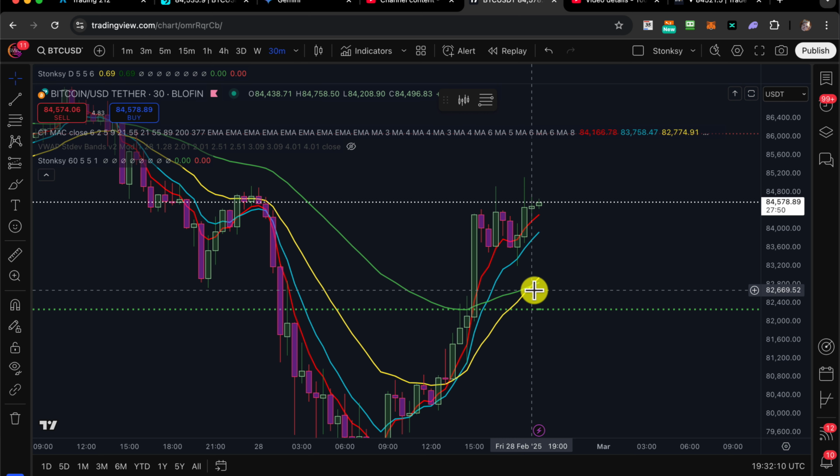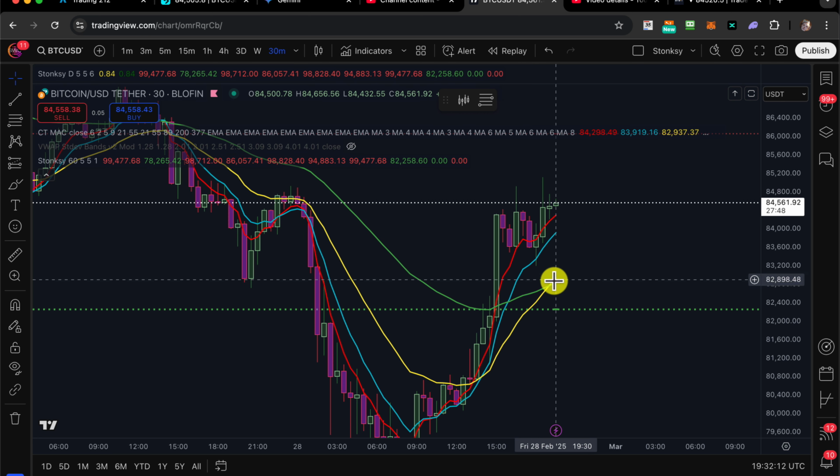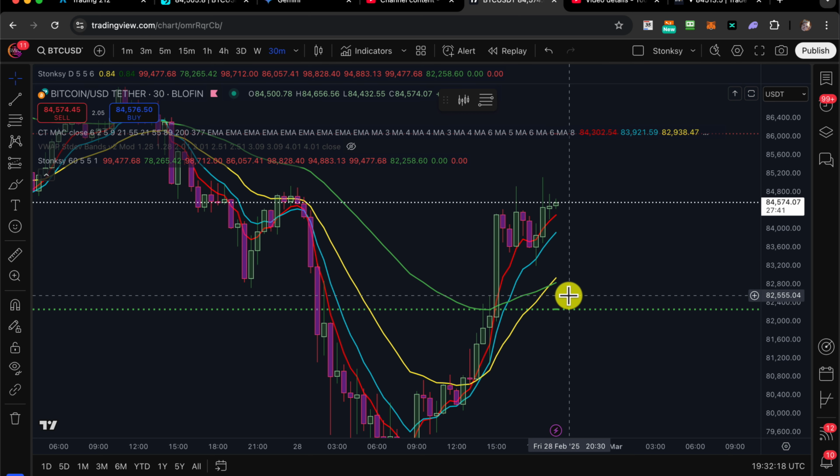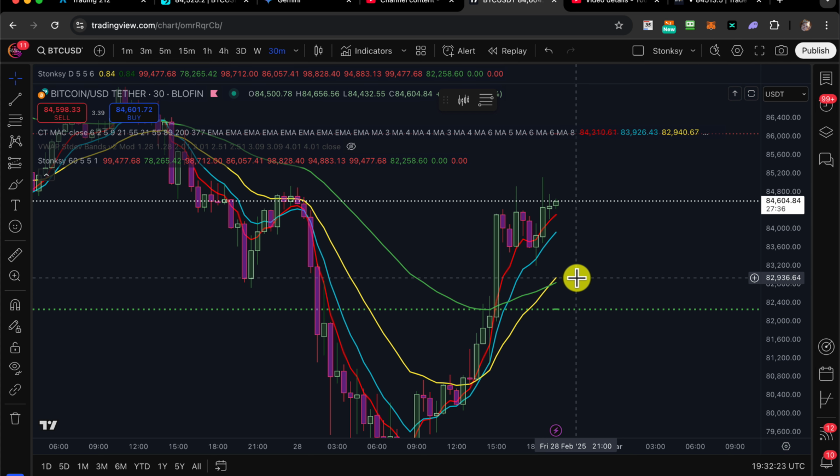So I'm quite happy while that yellow is above the green. I want to see these spread out a bit more evenly, but hopefully that will happen if the yellow goes a bit higher compared to the green. So I'll come back in a while and see where we are.